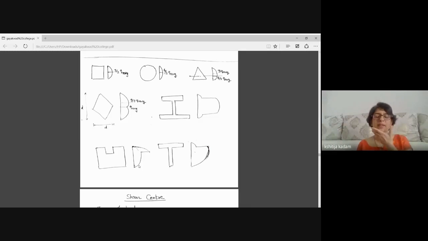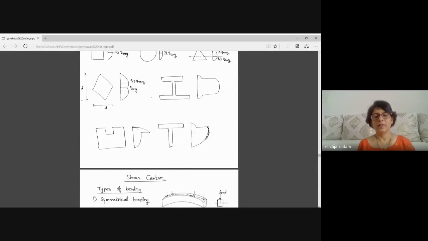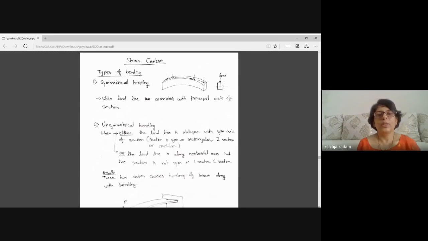So the shape of the shear stress diagram can be visualized by observing the shape of the cross section of the beam. Right. Then let us go to one thing which is in your syllabus, which is shear center.